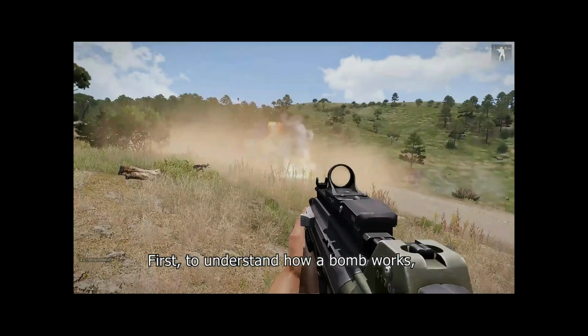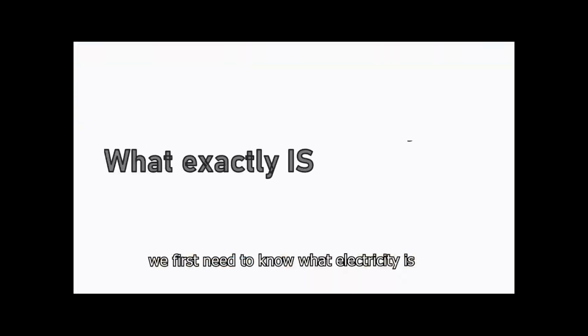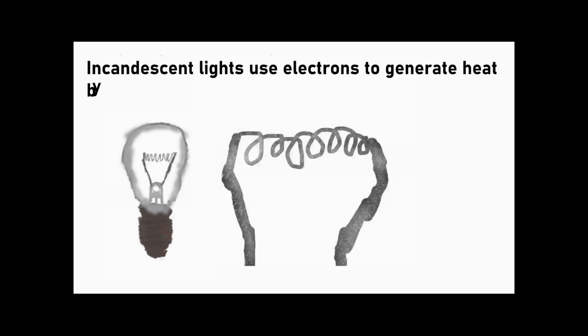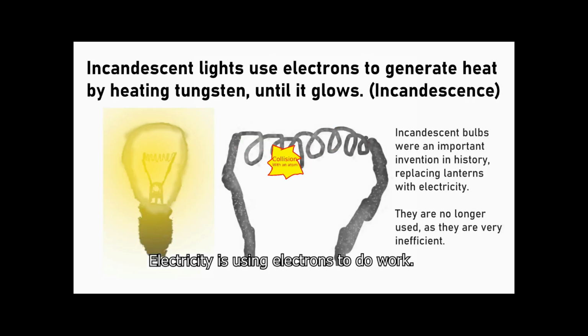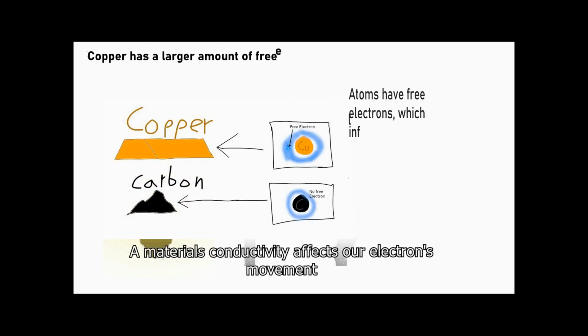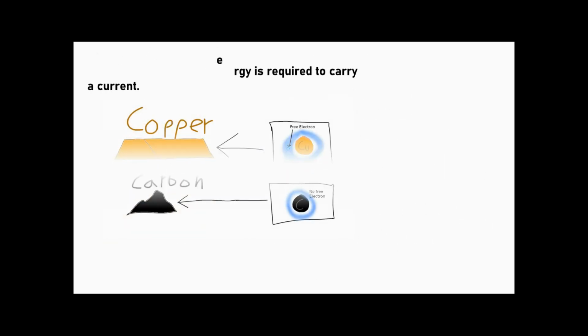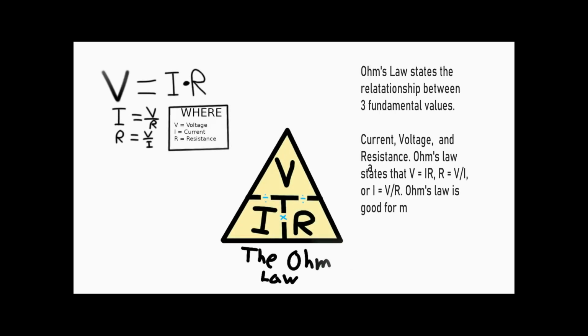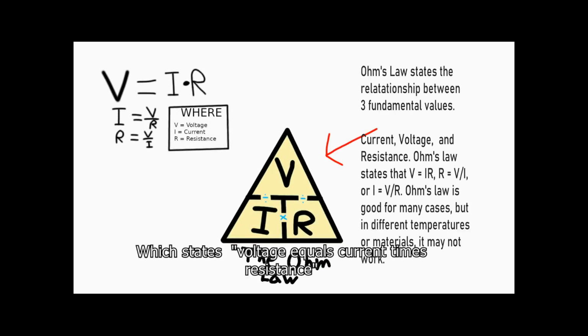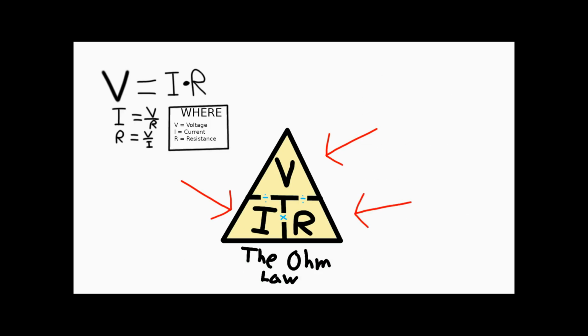To understand how a bomb works, we first need to know what electricity is. Electricity is using electrons to do work. A material's conductivity affects how well electrons move, according to Ohm's law, which states voltage equals current times resistance.